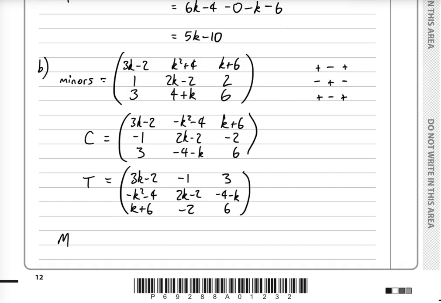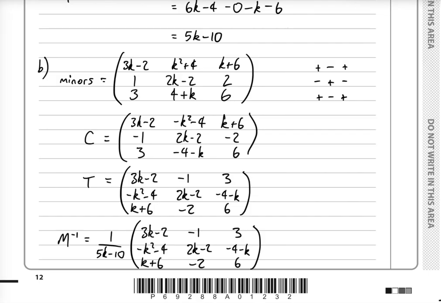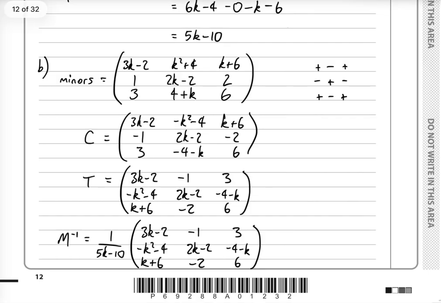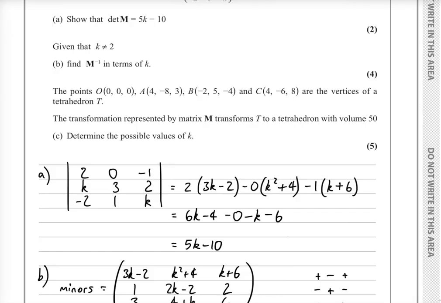Then to get the inverse matrix, we do 1 divided by the determinant, which we found was 5k minus 10. And then we rewrite the transpose matrix like this. And that is the inverse matrix. That was part B, but there is a part C. The points given, O, A, B, C, are the vertices of a tetrahedron T. The transformation represented by matrix M transforms T to a tetrahedron with volume 50. Determine the possible values of k. So here we're using the fact that volume 1 times by the determinant of M, or really I should say the magnitude of that, especially because we've got a plural here, that's where we're going to get 2 answers.